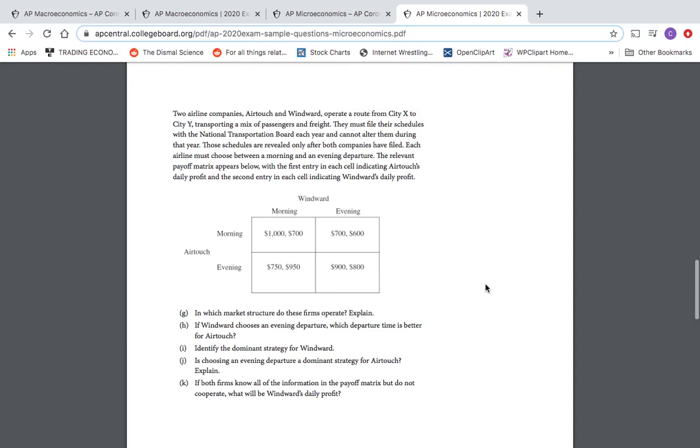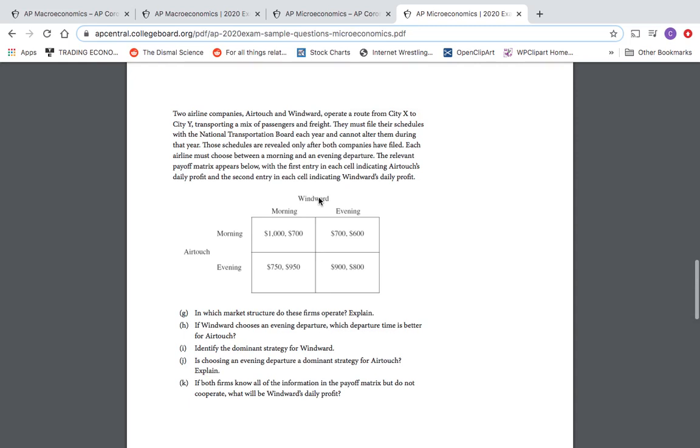The cool thing about these College Board AP econ tests is they usually give you a lot of information in the question. They tell you here that the relevant payoff matrix appears below, with the first entry in each cell being Air Touch's daily profit. So typically the first number that you see in each cell corresponds to the firm or the player on the left. And then the second number in each cell corresponds to the player that's on the top.